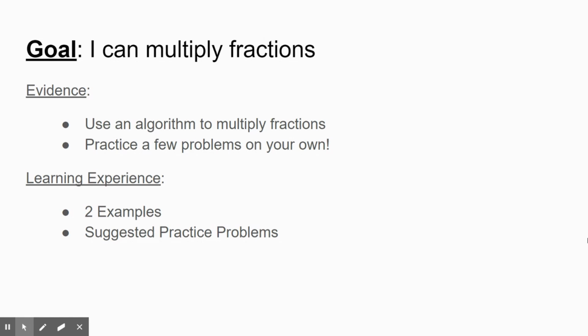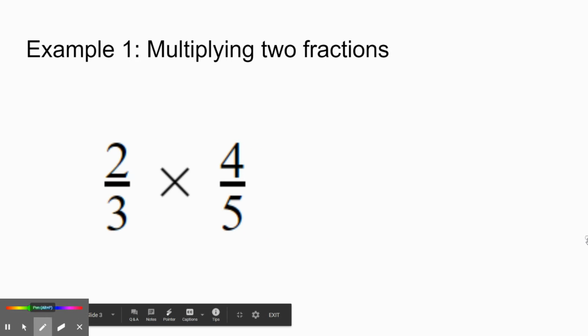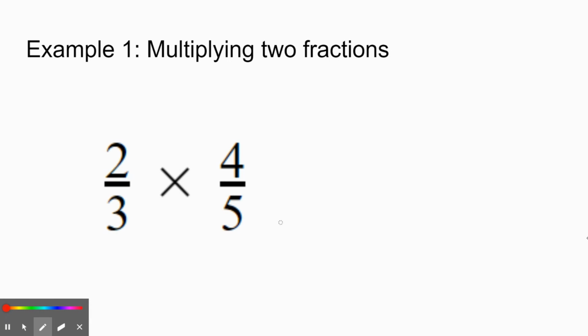In this video, we're going to learn how we can multiply fractions. We're going to use an algorithm to do so, and then I'll give you a few practice problems to try on your own. So the first example we're going to look at is if we have two fractions. In this example, we've got 2/3 times 4/5, and our algorithm is really straightforward.